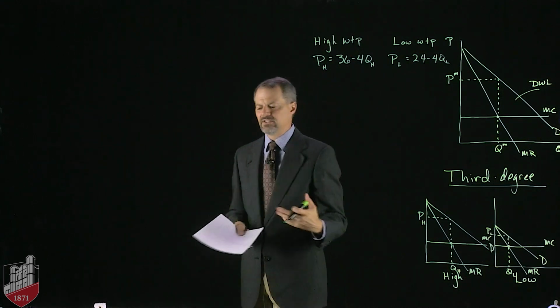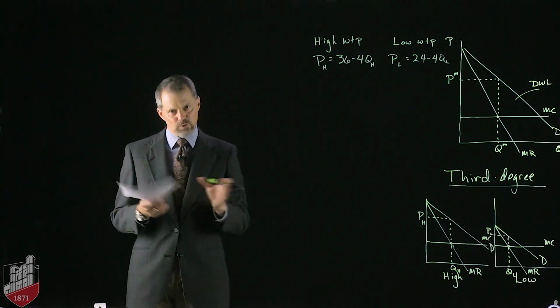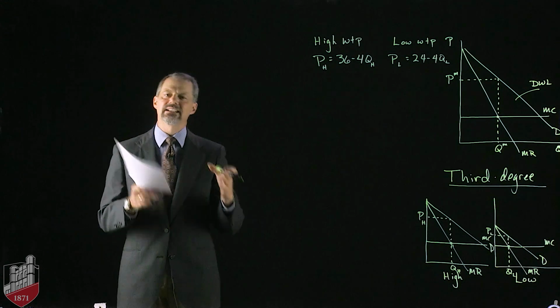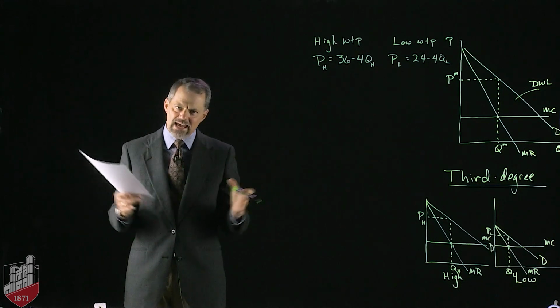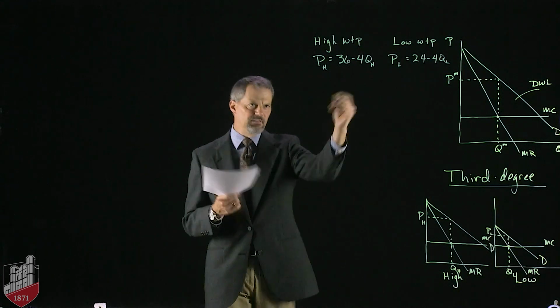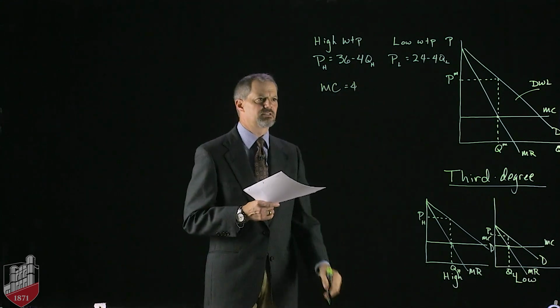What we're going to need to do in order to create the market demand curve, which we're going to want to do here in a second, is invert those to get the demand curves. And then we're going to add those two together to get the market demand curve. But first, let's suppose marginal cost is constant and equal to $4.